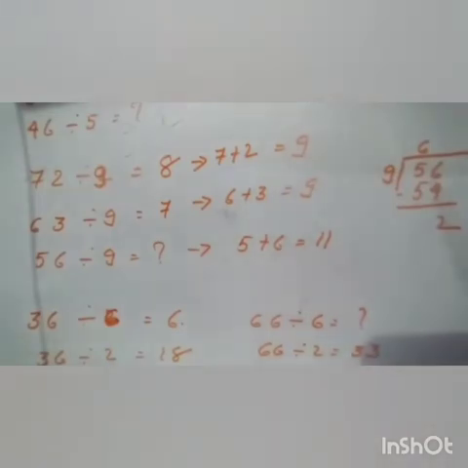Check it. 56 divided by 9. 9 6s are 54. Then the remainder is 2. There, 2 is the remainder. So we cannot divide 56 exactly by 9.